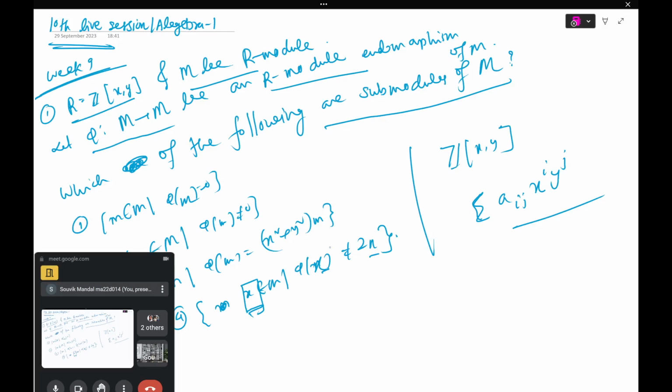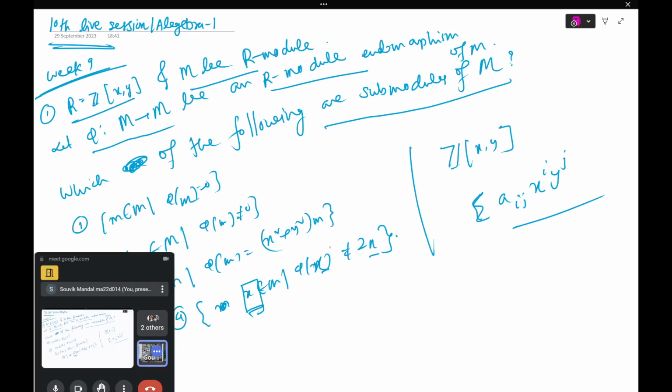It may be a submodule. No, there might be either yes or no. If yes, why yes? If no, then why no? So in order to check the submodel, what you need to do is check non-emptiness, and the other condition is if M1 and M2 are two elements of M, and small r is an element of capital R, then we need to check whether X plus r M1 plus r M2 belongs to the given set or not. If it belongs to the set, then it must be a submodule of that.